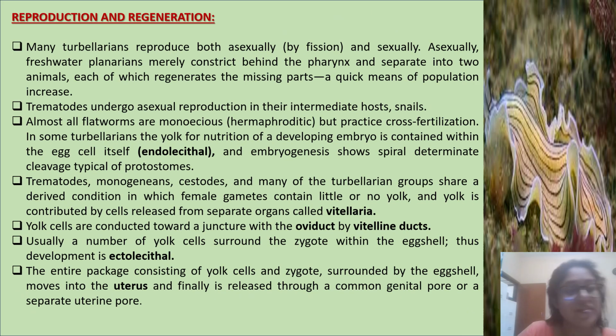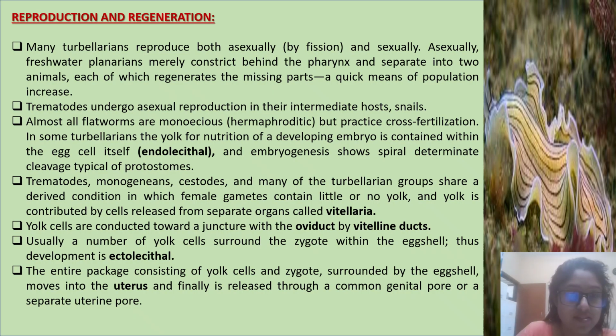Next, reproduction and regeneration. Many turbellarians reproduce both asexually and sexually. Asexually, freshwater planarians merely constrict behind the pharynx and separate into two animals, each of which regenerates the missing parts, a quick means of population increase. Trematodes undergo sexual reproduction in their intermediate host snails. Almost all flatworms are monoecious, that is, hermaphroditic, but practice cross-fertilization.